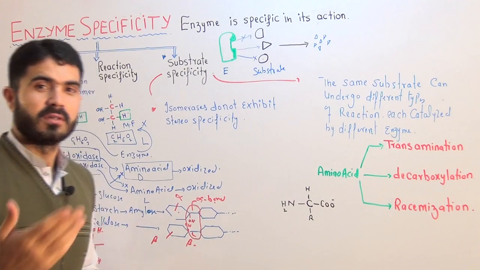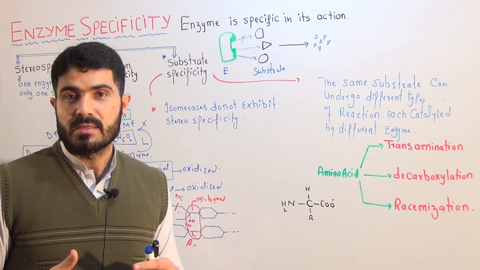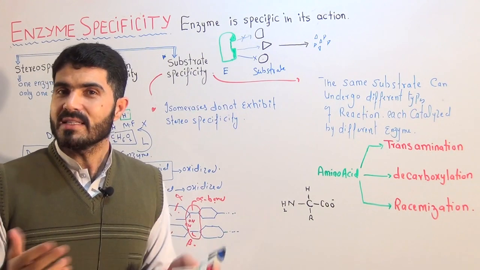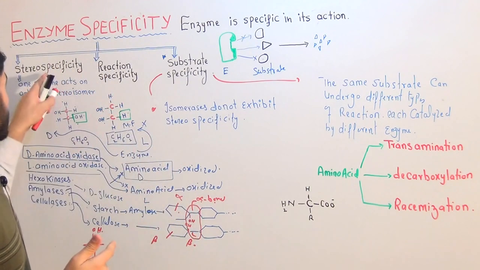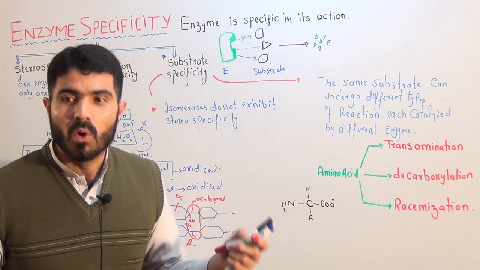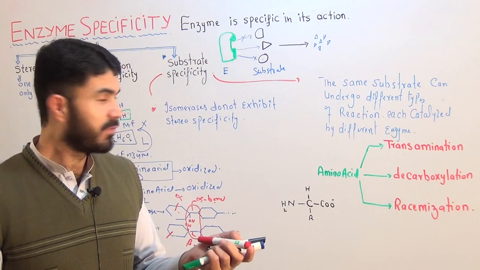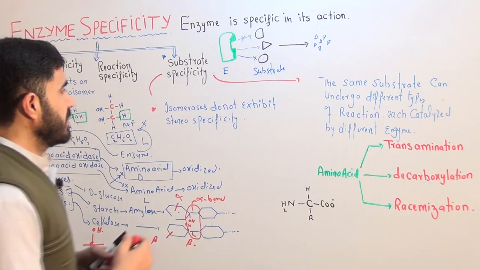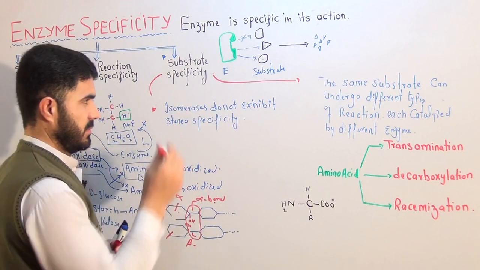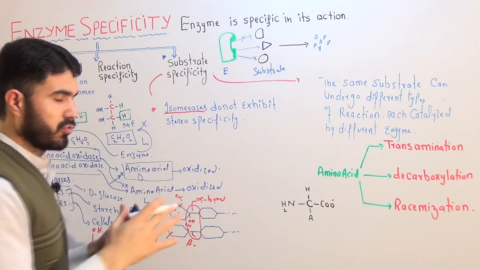So it's a question that can arise in the mind of a student: do all enzymes show stereospecificity? My answer will be no. All enzymes do not show stereospecificity. How? There is one enzyme called isomerases. Isomerases means there is a group of enzymes, not one enzyme.